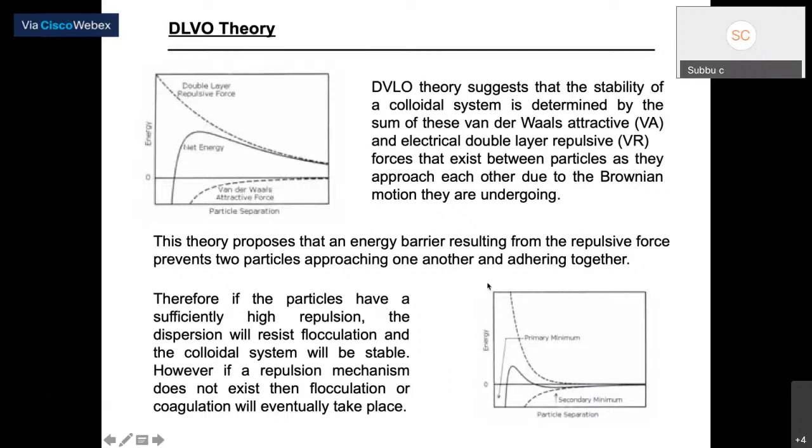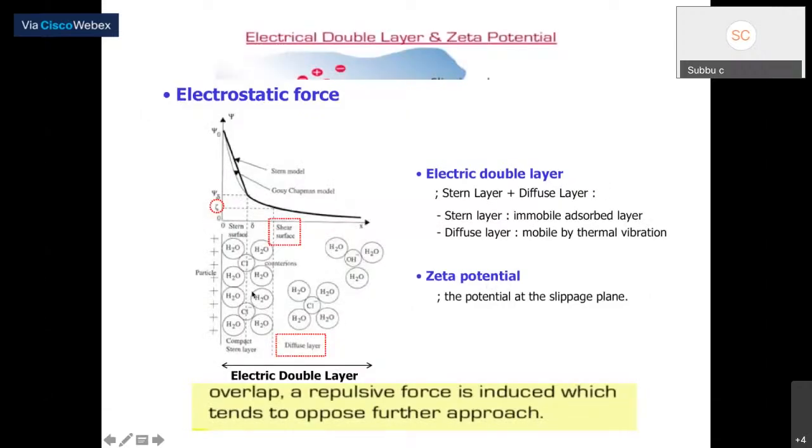Now, this can be understood with something called the double layer theory. Double layer theory basically tells that whenever there is a charged particle, like the plus charge shown here, it will automatically attract the negative charge. So the first layer is a very strong layer.